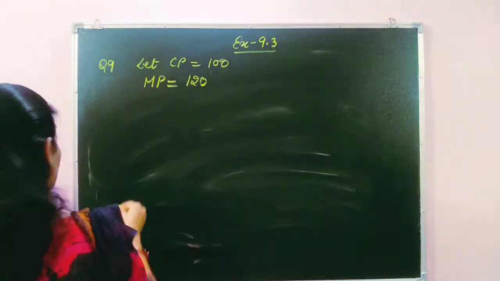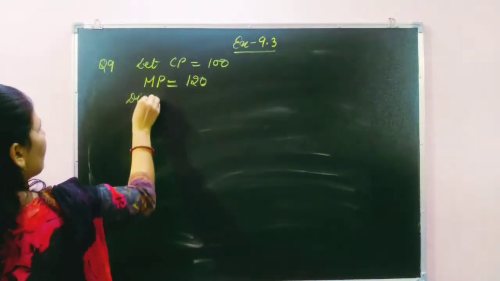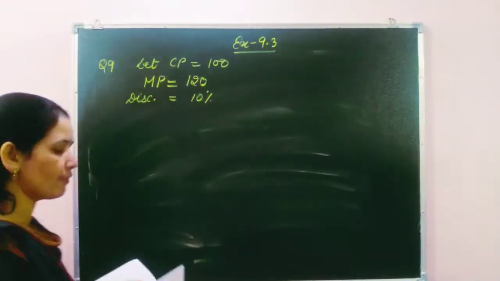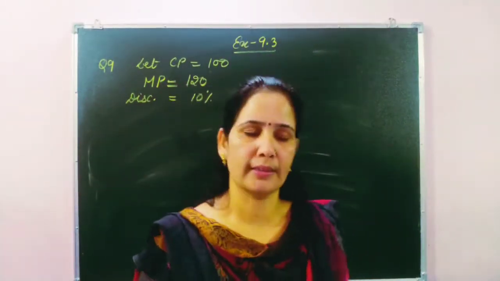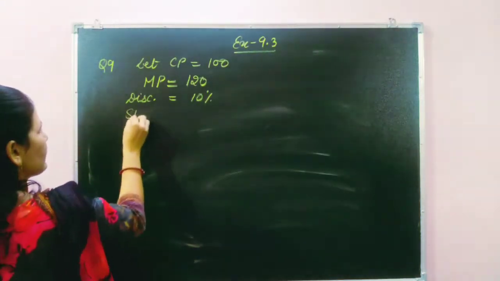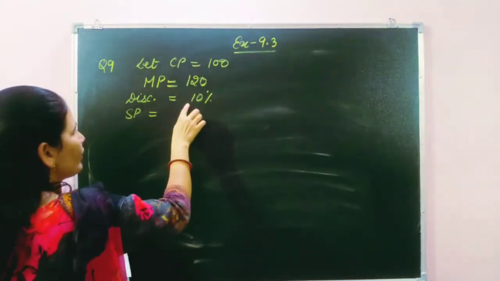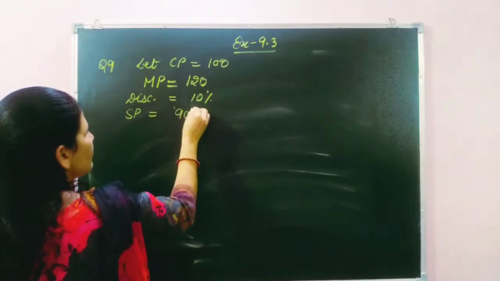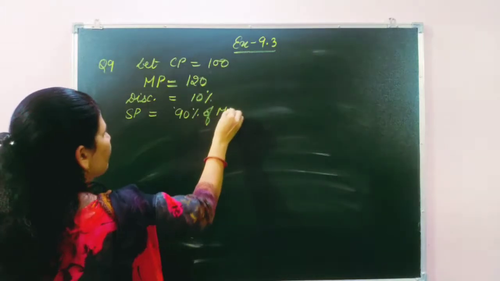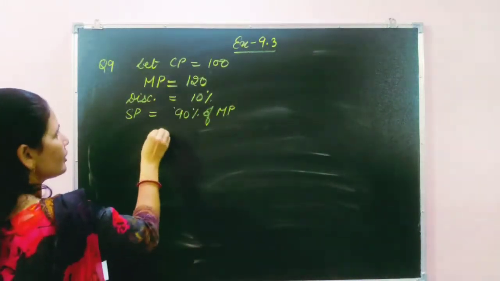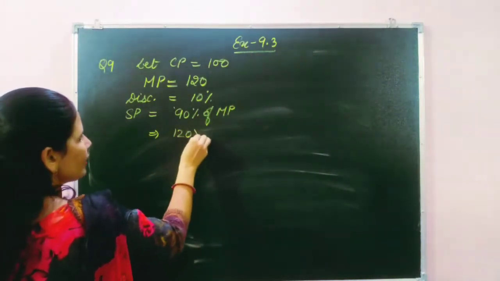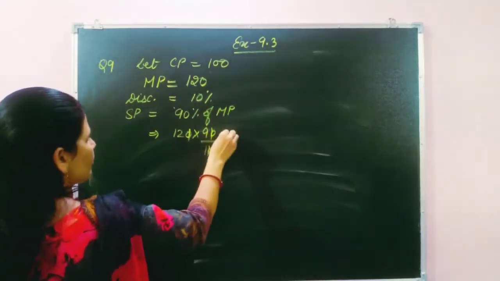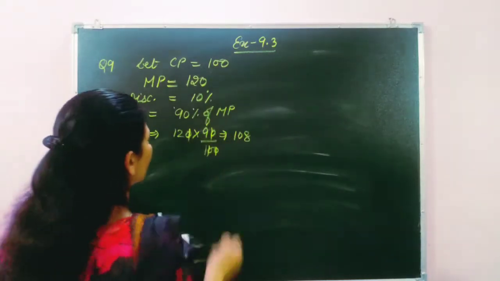And then they have given a discount of 10%. So students, if the discount is 10%, can we find the selling price from here? Yes. How? If the discount is 10%, then 100 minus 10 is 90%. So the selling price is 90% of the mark price, that means 120 multiplied by 90 divided by 100. That means the selling price is rupees 108.